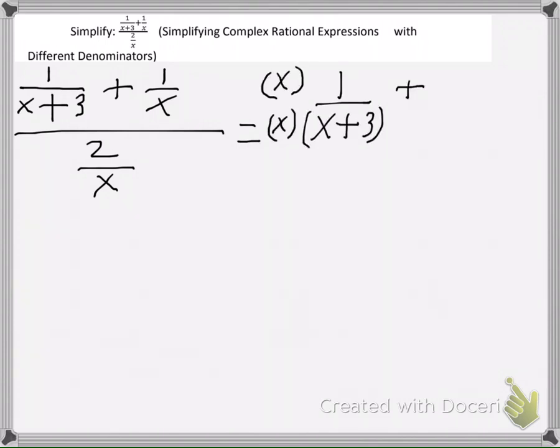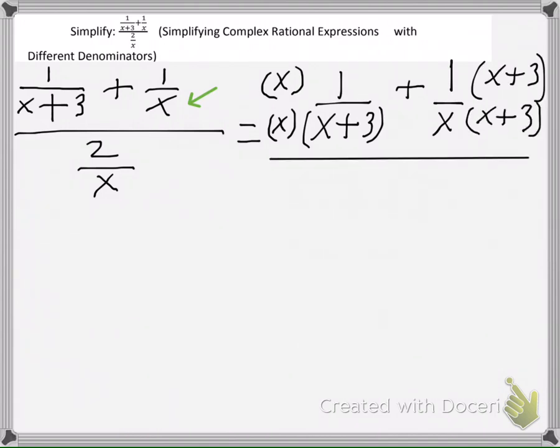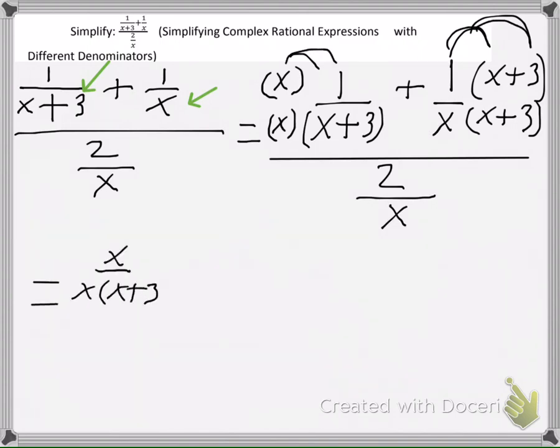I would multiply the 1 over x plus 3 times x, since that's the denominator here. And then I would multiply the 1 over x by x plus 3, since that's the denominator over here. Once I've done that, I can multiply the x by the 1, and then the 1 by the x plus 3. As a result, I get this.